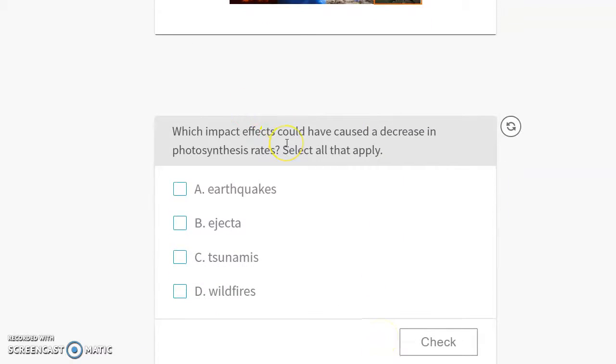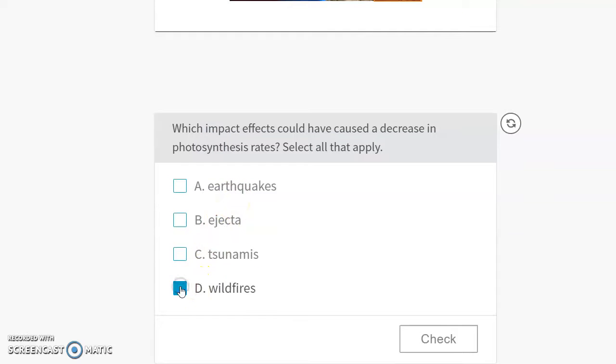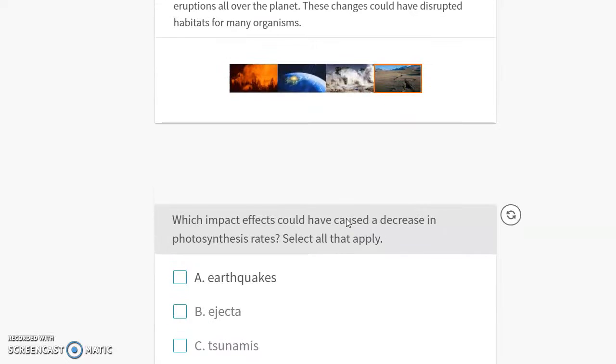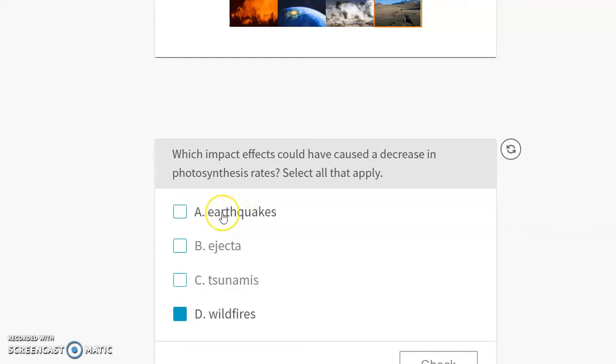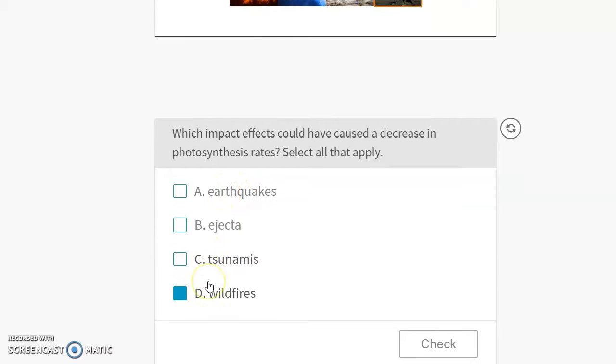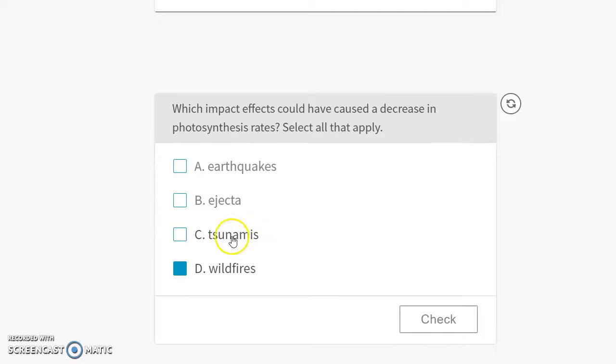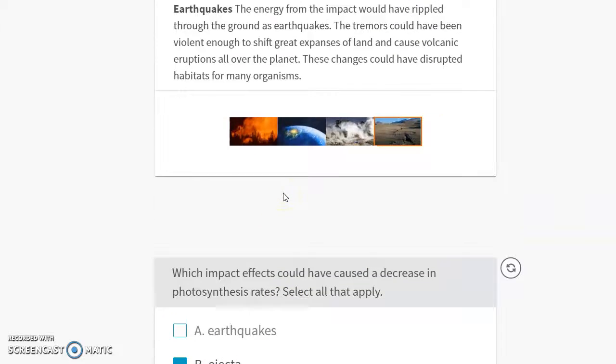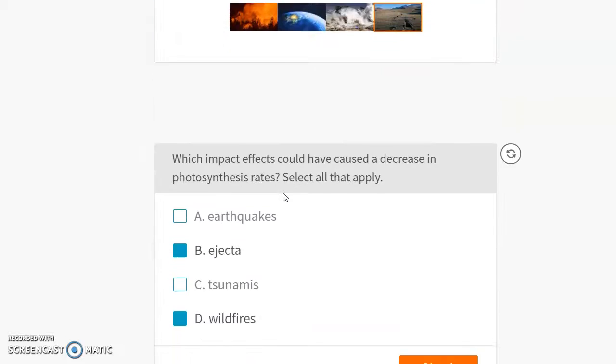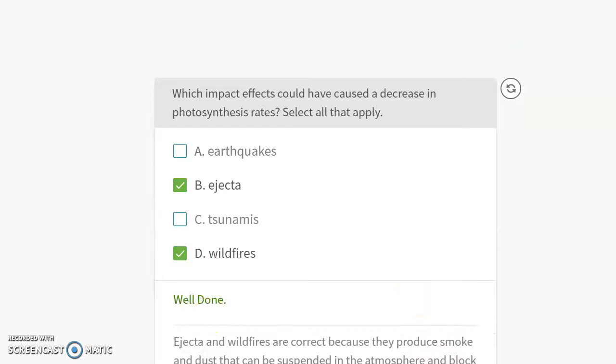Which effect would cause a decrease in photosynthesis? So if we have wildfires and you burn up all our plants, I know that for sure. But a lot of these require sun. And tsunamis, I mean, the hard part about this is that it really depends on the systems, and the systems are very connected to each other. So I could see why people would say different things. But really, we have to think about which two are going to relate to the sun.